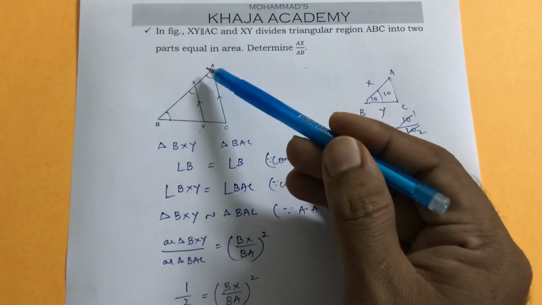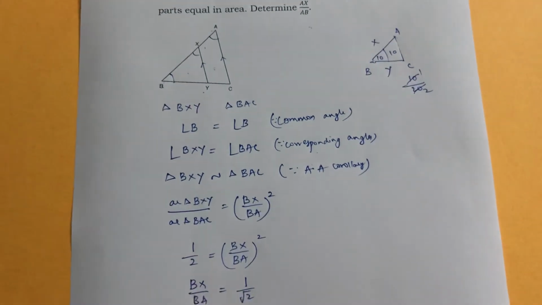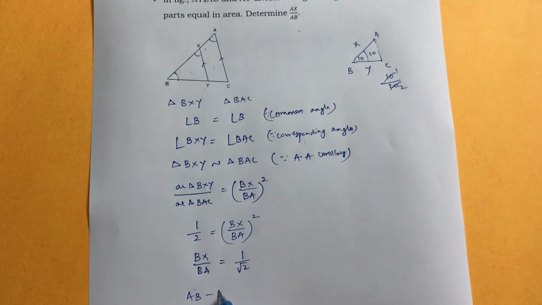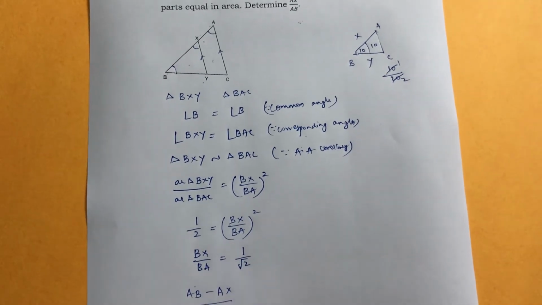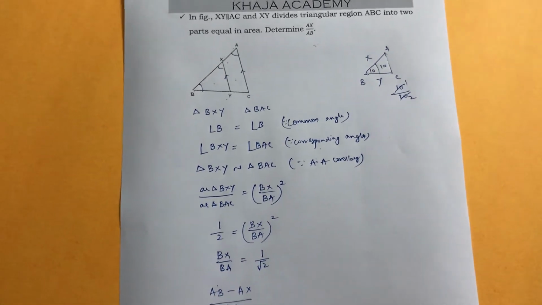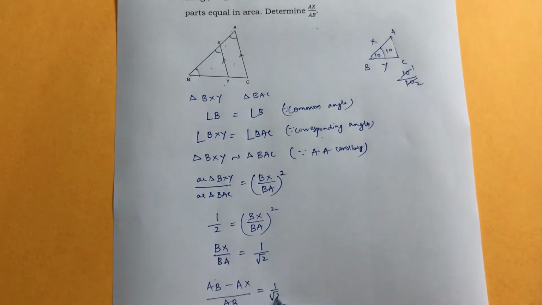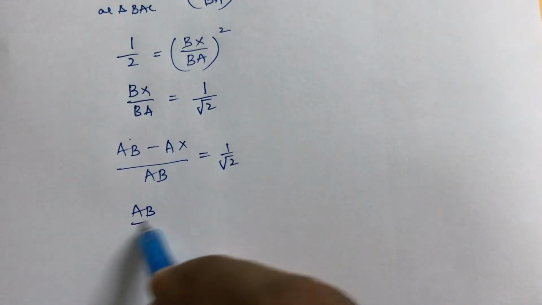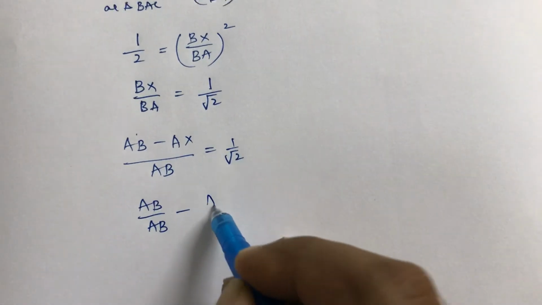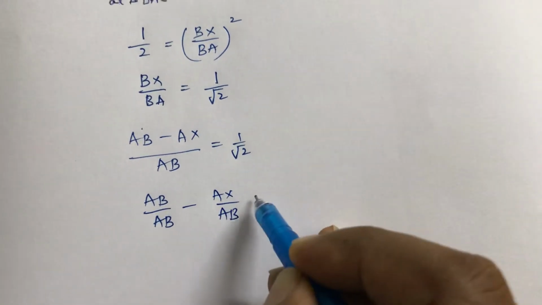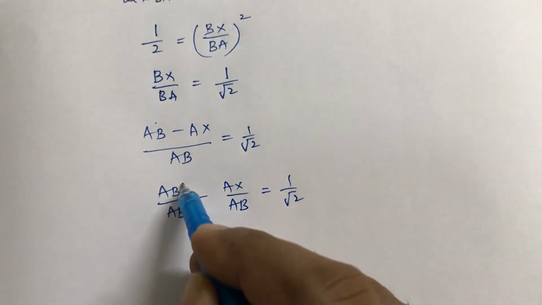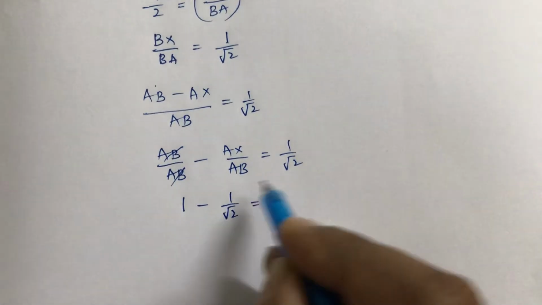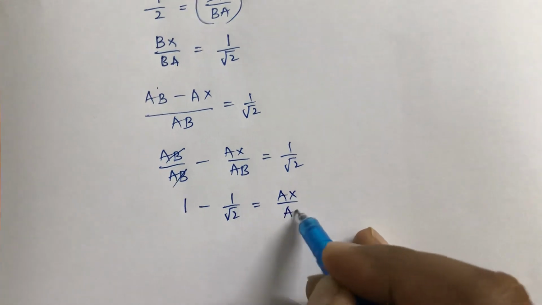So BX I'll write as AB minus AX. So BX by AB is AB minus AX by AB, which is 1 by root 2. So here AB by AB is 1. So 1 minus 1 by root 2 is AX by AB.